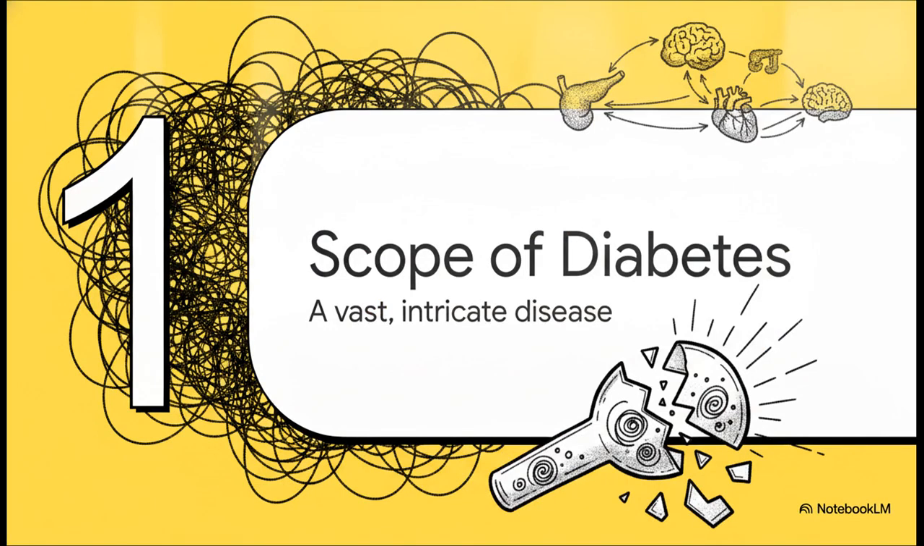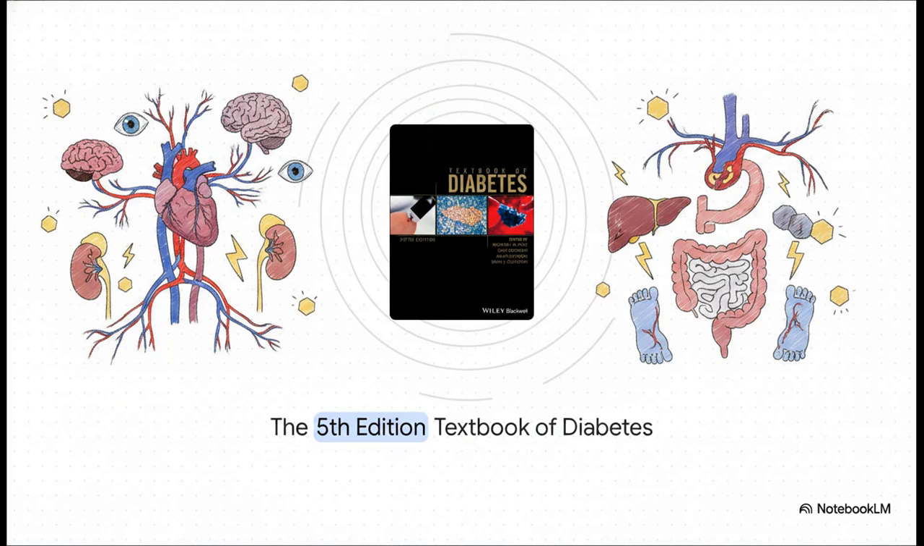Section 1. The scope of diabetes. To really understand this condition, we have to completely shatter the common perception that diabetes is just a simple issue of high blood sugar. This massive 5th edition textbook of diabetes really visually grounds us in the sheer volume of medical knowledge required to truly grasp this disorder. Because diabetes mellitus isn't just one thing, right? It's actually a whole group of metabolic disorders where glucose is either underutilized or overproduced. And the ripple effects of that one core issue, they impact virtually every single system in the human body.